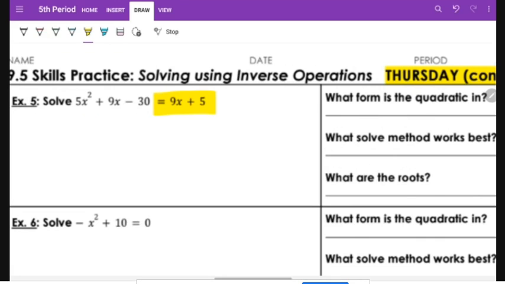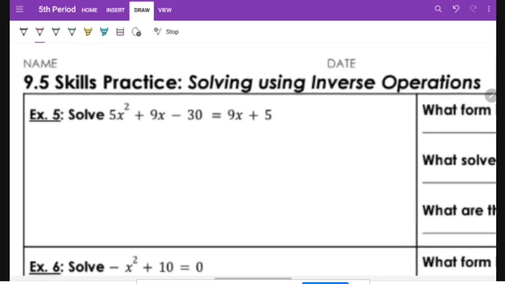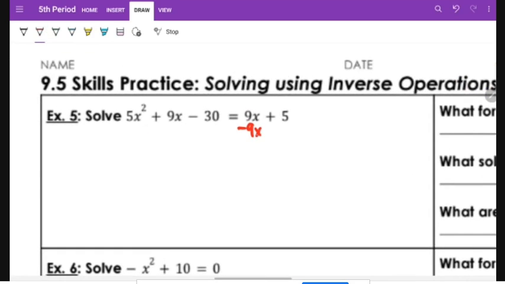First, we have to get 0 on one side. So before we even decide what the form is, we are going to undo the 9x by subtracting 9x from both sides. And we're going to undo the 5 by subtracting 5 from both sides. So we rewrite our equation as 5x squared minus 35. Notice these 9x's canceled on both sides.